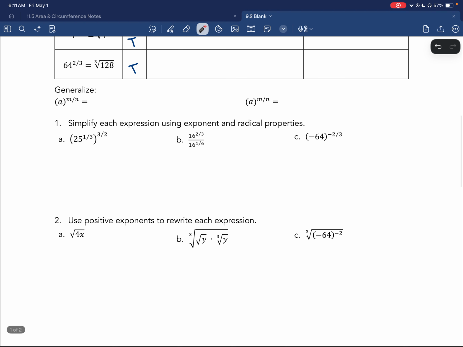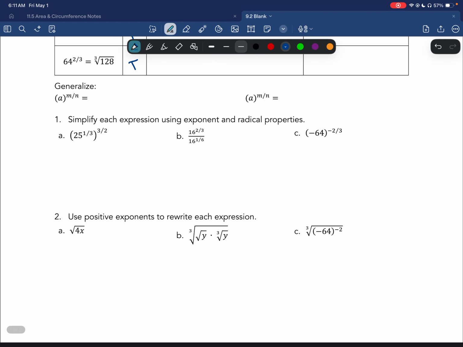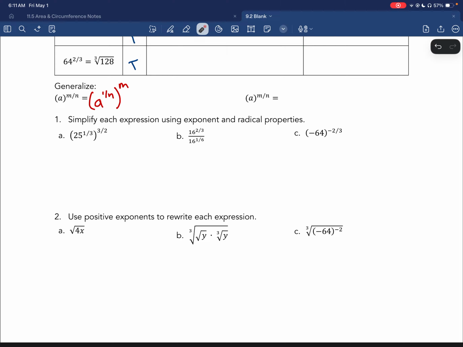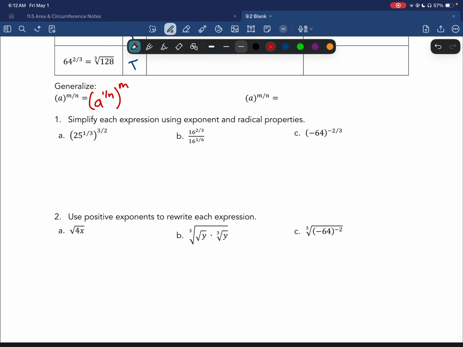We're going to go down to the generalize part. So in general, a to the power of m over n is the same thing. I can split this up into a to the power of 1 over n, all to the power of m. So I can split this where I put m on the outside and 1 over n on the inside, just like how I did with that example on the quick notes with the 16.